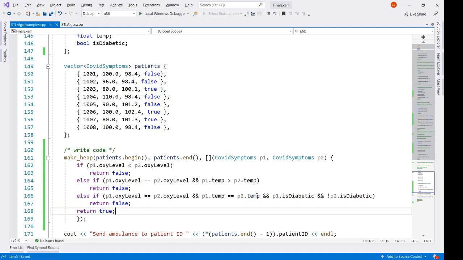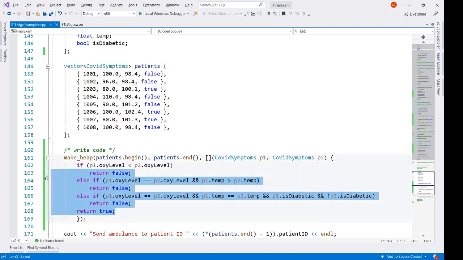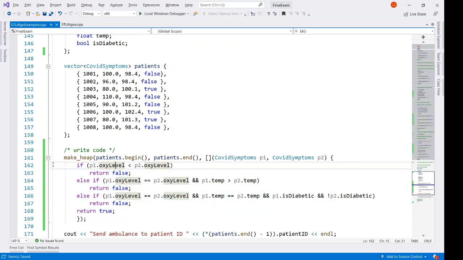So this is the predicate. So these conditions can be modified. That's not really important. What is important is to know that we need to create a min heap. The priority queue can be implemented using heap, and make heap is the algorithm to do so.